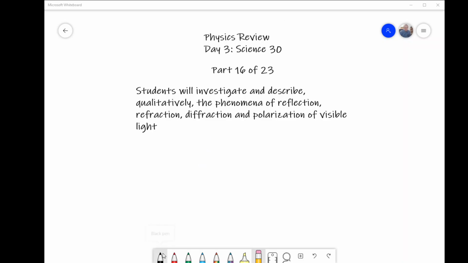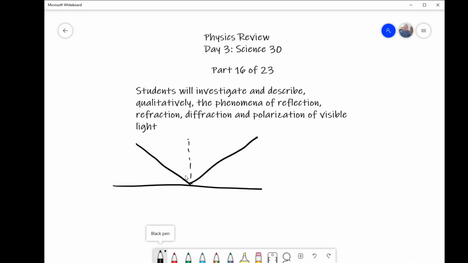The next topic is one that we're going to spend quite a bit of time with in the second semester of Physics 30. We're going to be looking at reflection, refraction, diffraction, and polarization of visible light. We'll be reviewing these concepts. So remember, reflection happens off a mirror or some other reflective surface where the angle of incidence is going to equal the angle of reflection.